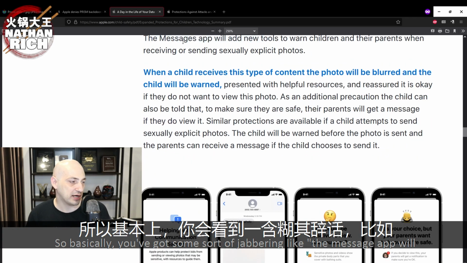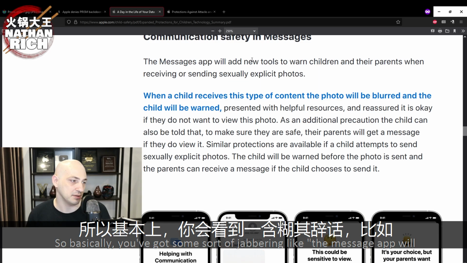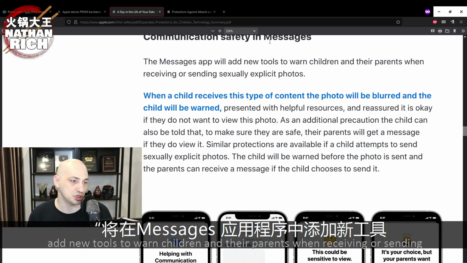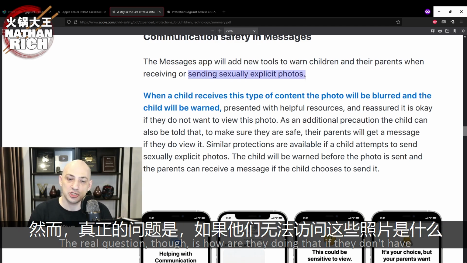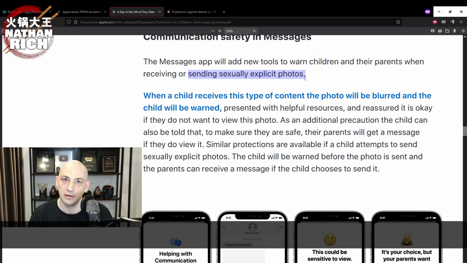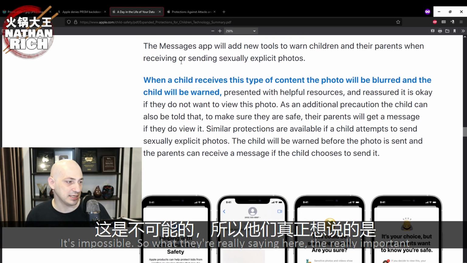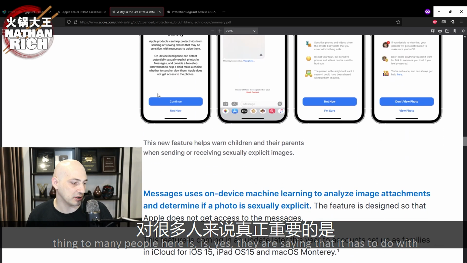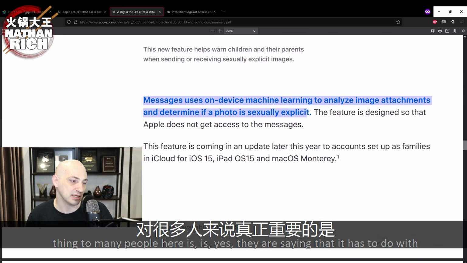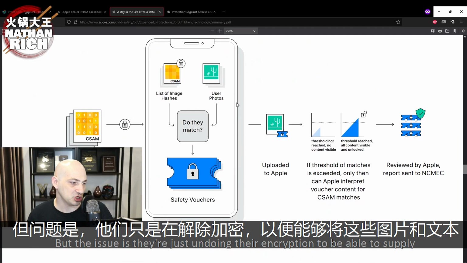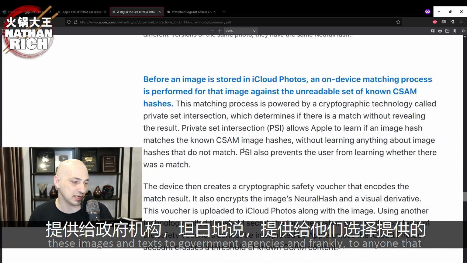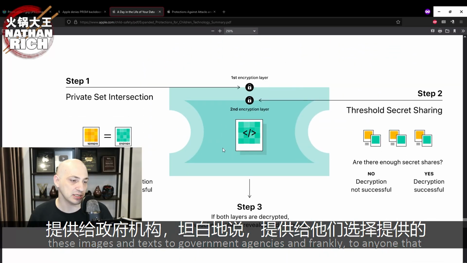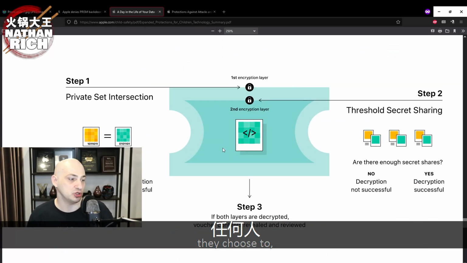So basically, you've got some sort of jabbering, like the message app will add new tools to warn children and their parents when receiving or sending sexually explicit photos. That's all good and great. The real question, though, is how are they doing that if they don't have access to what those photos are? It's impossible. So what they're really saying here, the really important thing to many people here is yes, they are saying that it has to do with protecting children. But the issue is they're just undoing their encryption to be able to supply these images and texts to government agencies and frankly to anyone that they choose to, legal or not.